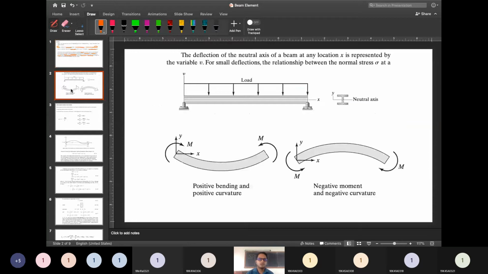This figure will give you a clear picture. Here you can see a uniformly distributed load applied on this beam. The cross section of the beam is drawn here. This is your neutral axis, and this is your uniformly distributed load. Here V represents the deflection of the beam points about the neutral axis in the vertical direction. This is your V.